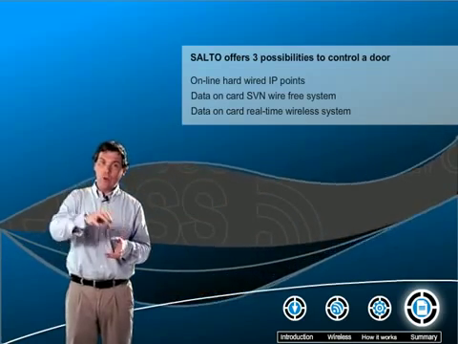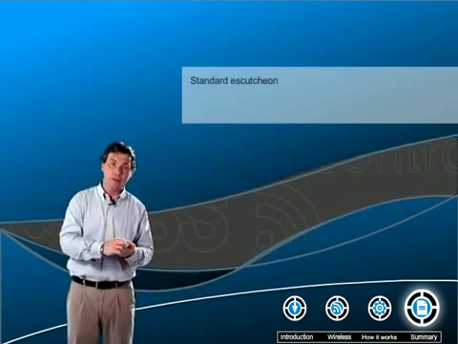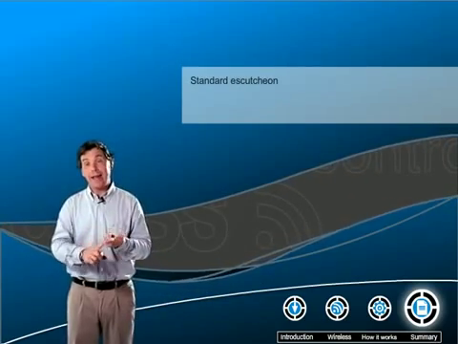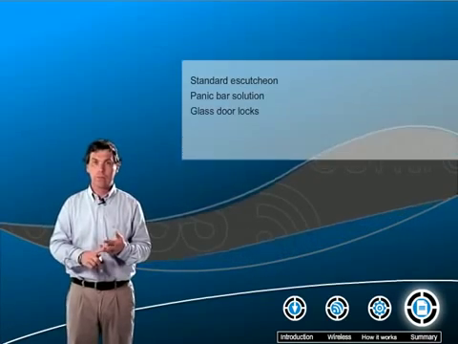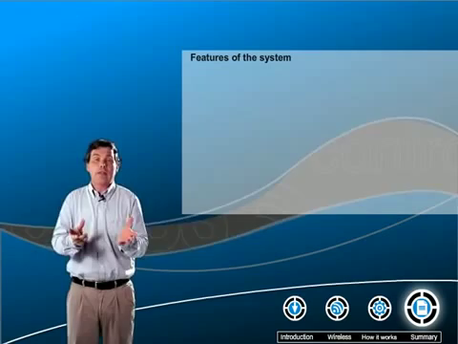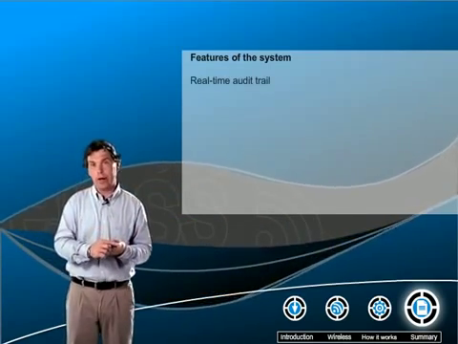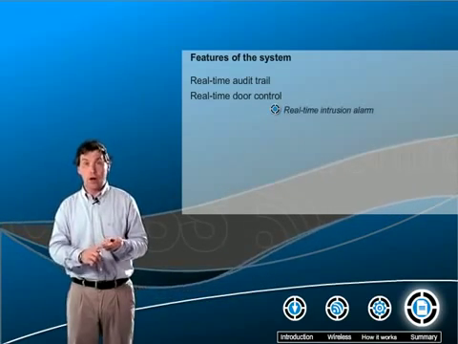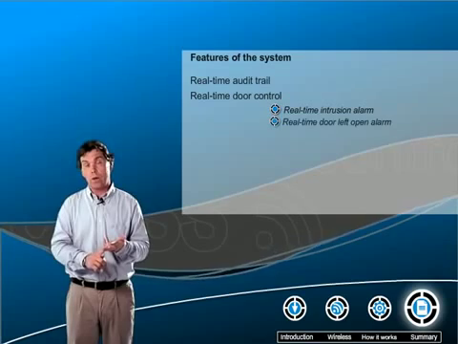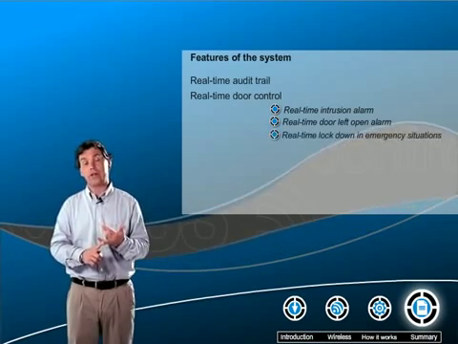We have installed all these features in many different versions. You can have them on the standard doors, you can have them on exit doors, on panic bar solutions, and even on glass door locks. The features of the system can be summarized in the following points. You have now real-time audit trailing, you have real-time door control, so an intrusion alarm or a door that remains open for too long, and even the possibility to do a lockdown in an emergency situation.